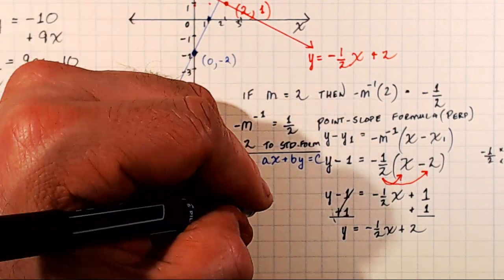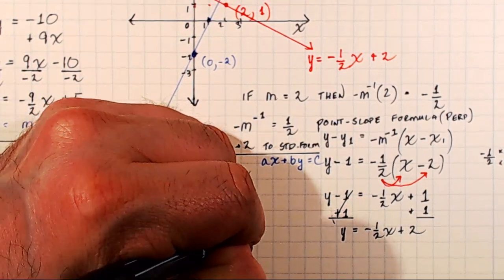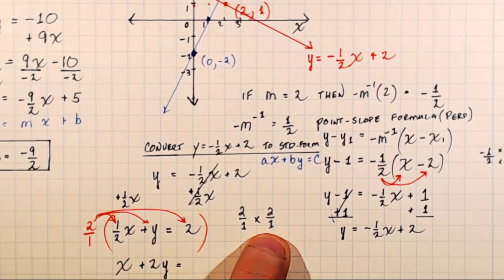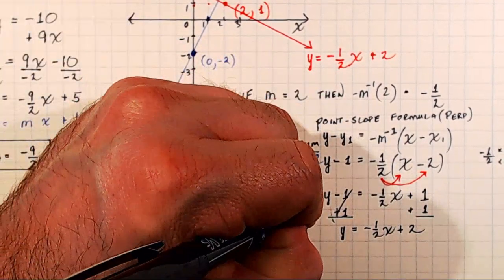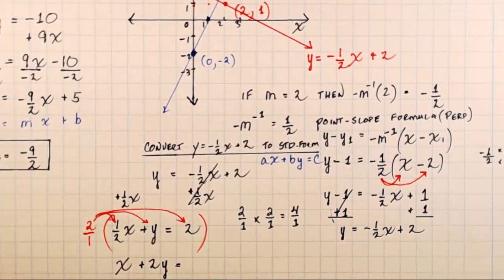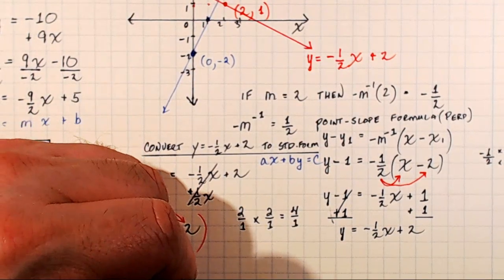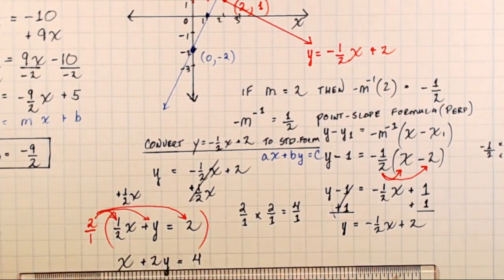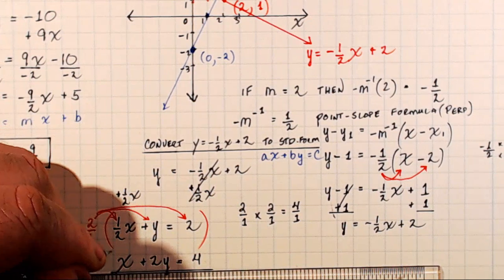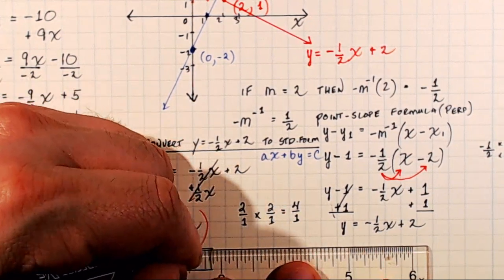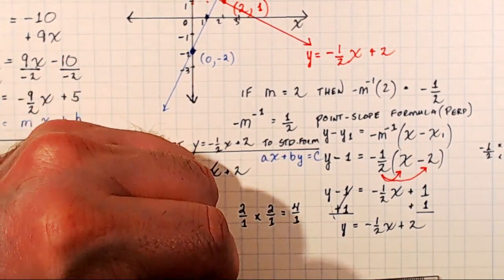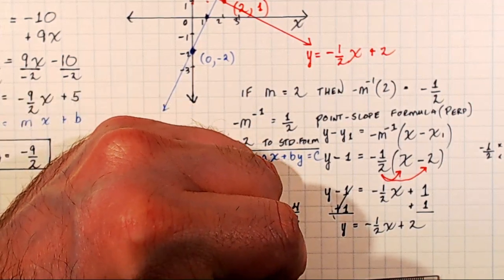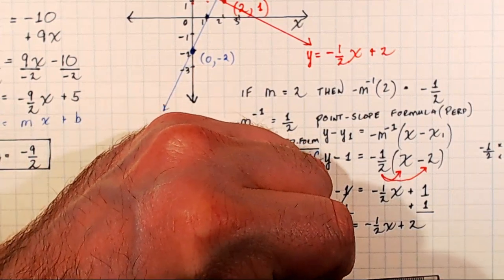Some people were getting this mistaken. I have 2 over 1 times 2 over 1, because any whole number can be written that way. So 2 over 1 times 2 over 1 is 4 over 1, which can be written as 4. So that's just 4. So that is actually the answer. That's the standard form equation of the perpendicular.